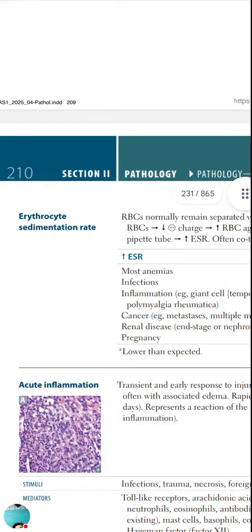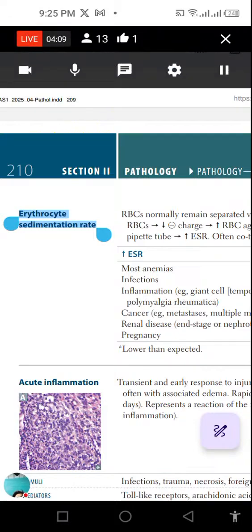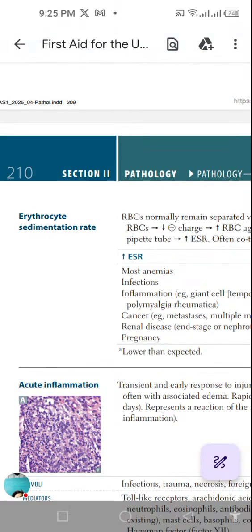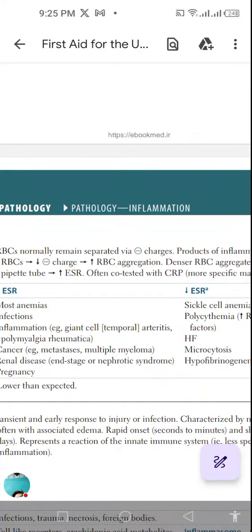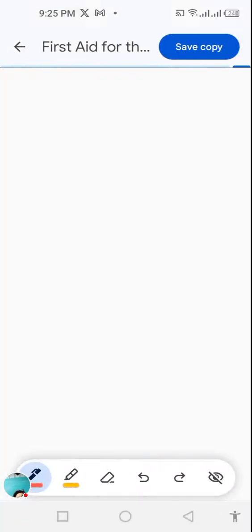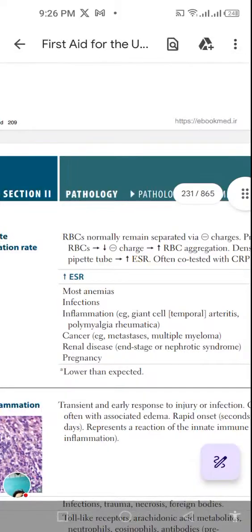Another one is erythrocyte sedimentation rate. It is the rate at which RBCs settle down due to loss of negative charge, and that is known as erythrocyte sedimentation rate. Normally cells have a negative charge, and in increased ESR, these cells lose the negative charge due to inflammation. They clump together and cause increased sedimentation.